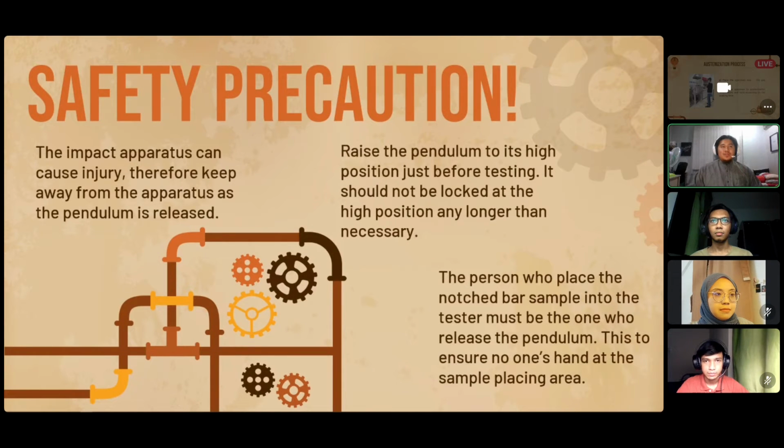Safety precautions: the impact apparatus can cause injury, therefore keep away from the apparatus as the pendulum is released. Raise the pendulum to its high position just before testing. It should not be locked at the high position any longer than necessary. The person who placed the notched bar sample into the tester must be the one who releases the pendulum. This is to ensure no one's hands are at the sample placing area.